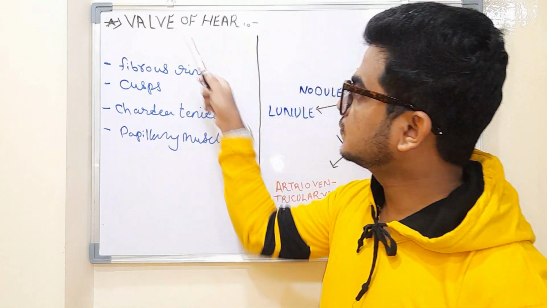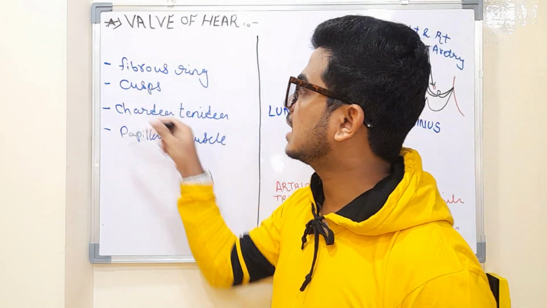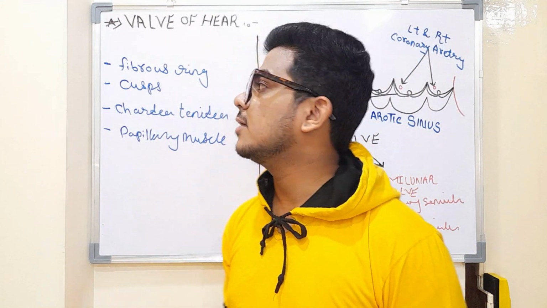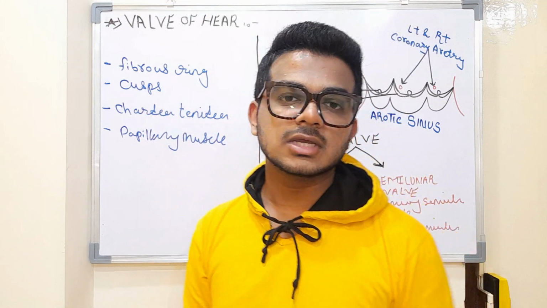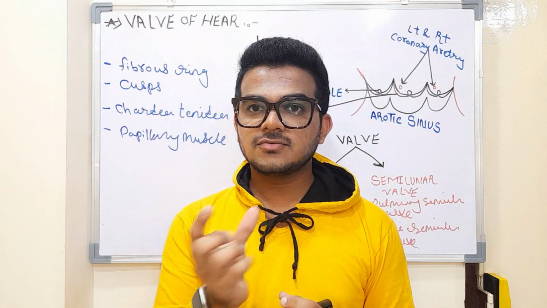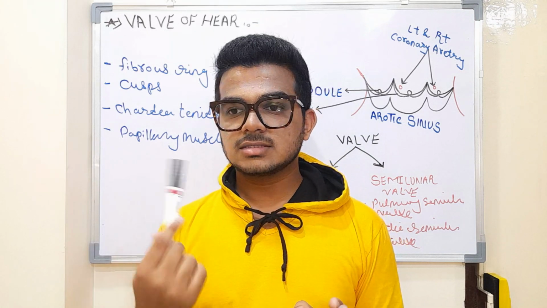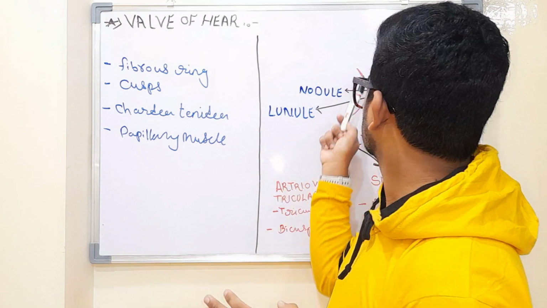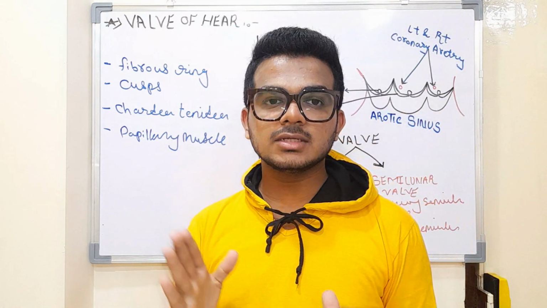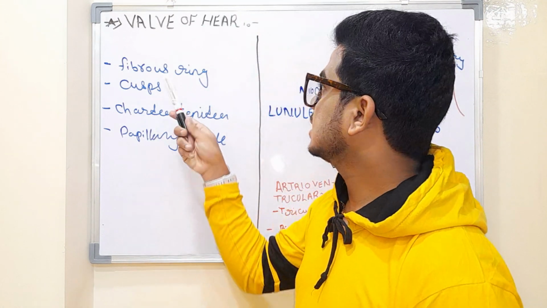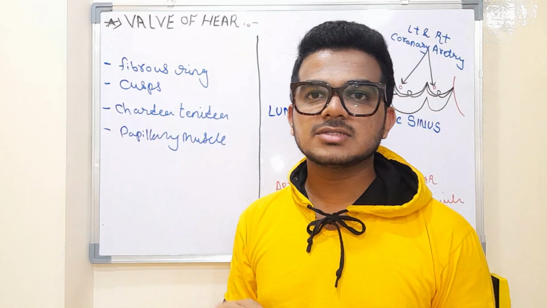Okay, so these four structures are responsible for making the valve. First is the fibrous ring. Due to the fibrous cartilages, a fibrous ring-like structure is formed, which is attached to the valve and the vessels of the surrounding tissue. So that is the fibrous ring, a fibrous structure.